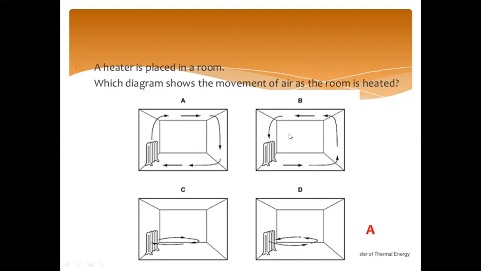So B is wrong. See the motion from down to up, then C also is wrong, D also is wrong. So A is the right one.